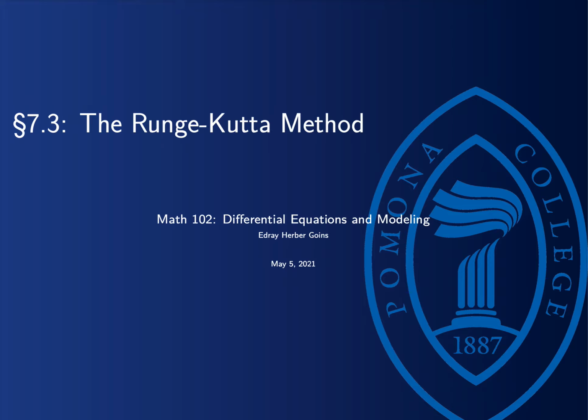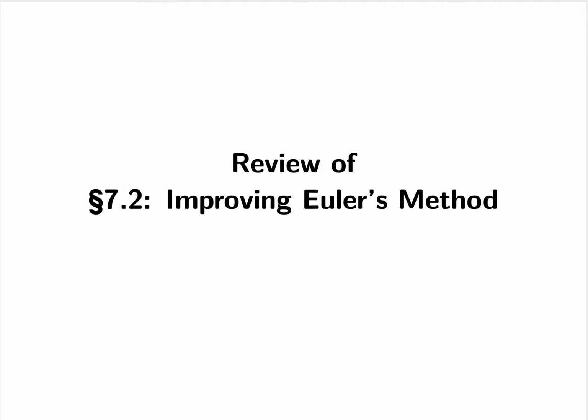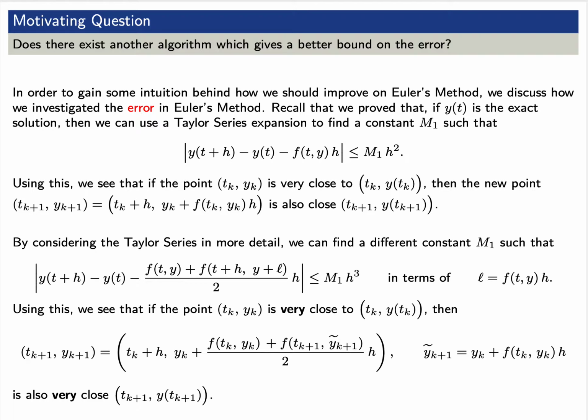Hello. Today we will discuss the Runge-Kutta method. First, let's review some ideas about improving Euler's method. Recall that we were motivated by the following question. We know that Euler's method gives us a good algorithm of computing an approximate solution to a differential equation. But does there exist another algorithm which gives a better bound on the error?